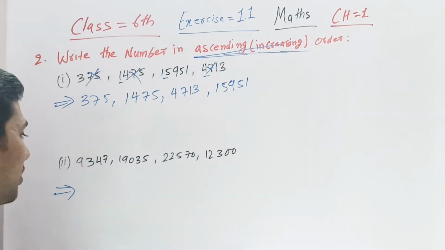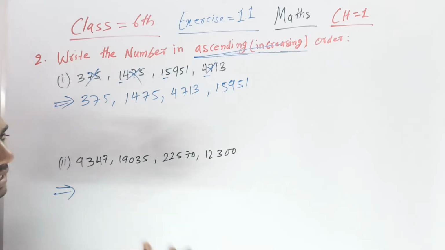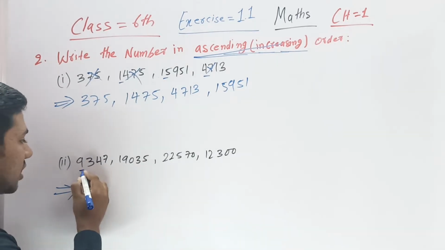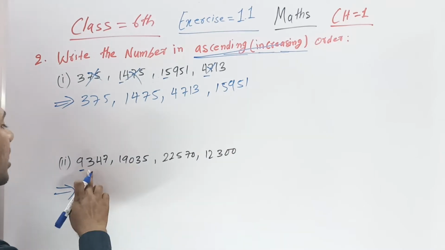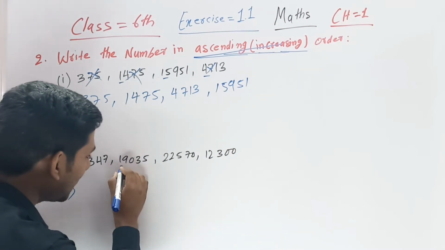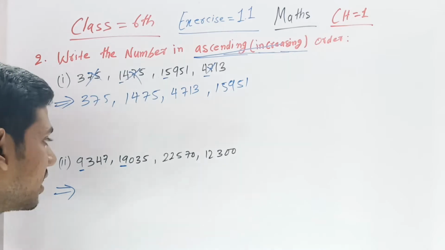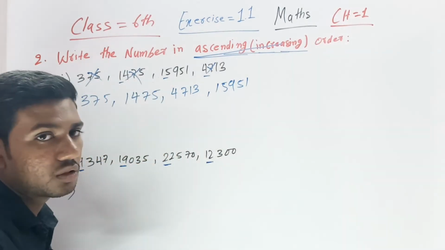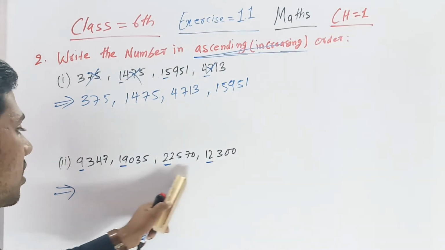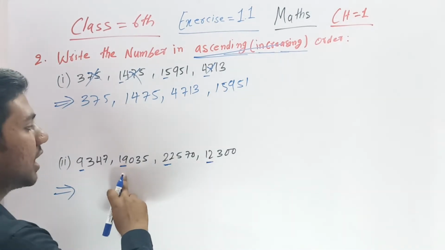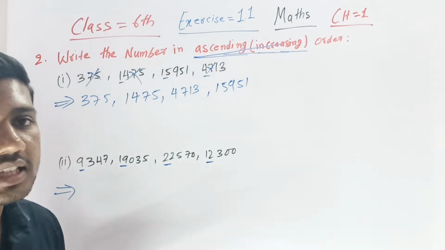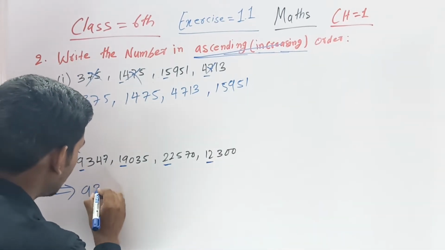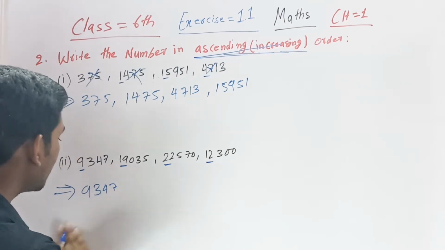We are finding the answer only. First of all, let's count how many digits each number has. 1, 2, 3, 4, so it's a 4-digit number, 9,347. This is 19,000, this is 22,000, and this is 12,000. So this is 4-digit, and these are 5-digit. Which is the smallest of these? Obviously 9,347 is the smallest.